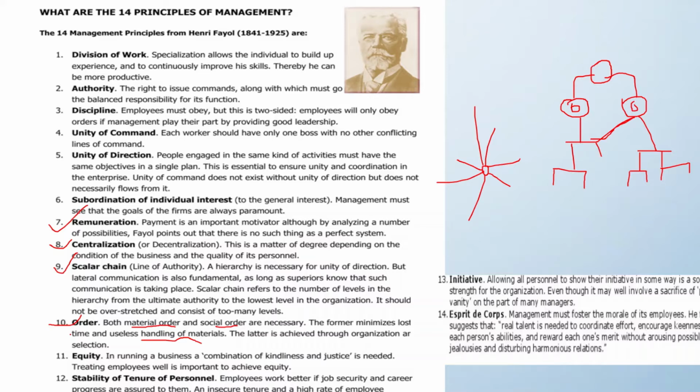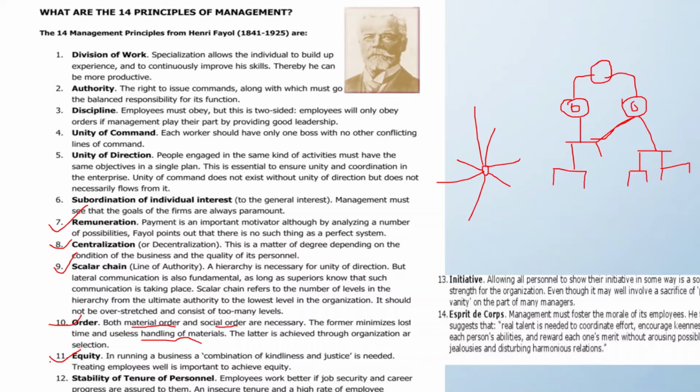Then equity. In running a business, a combination of kindliness and justice is needed. Treating employees well is important to achieve equity. As you know, this is a simple one. Equity means treating each and every individual employee as an important entity to the organization. So that is the main point.